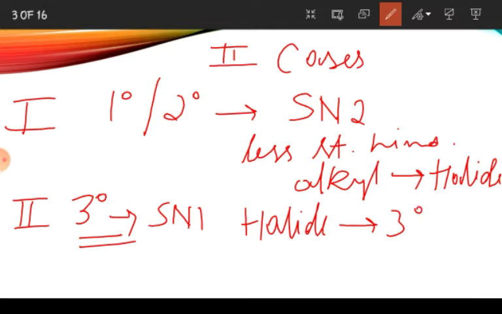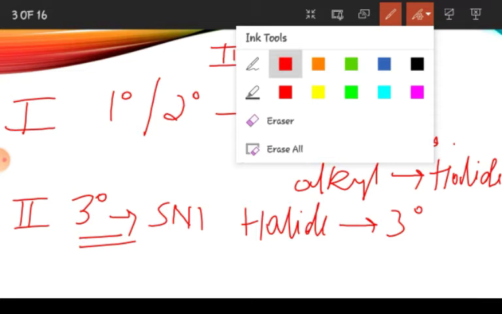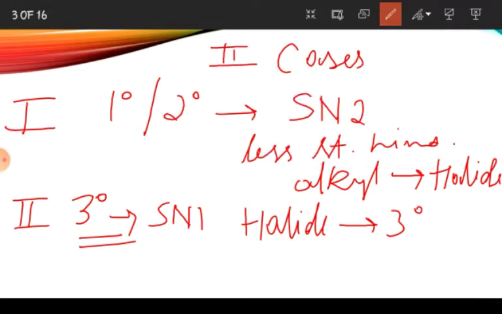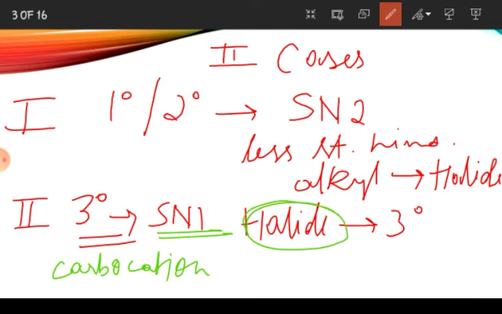Now why is this the case? Again, the same reasoning is there in SN1. Formation of a carbocation is there, and you know that the tertiary carbocation is the most stable, so the halide formed will be a tertiary halide.